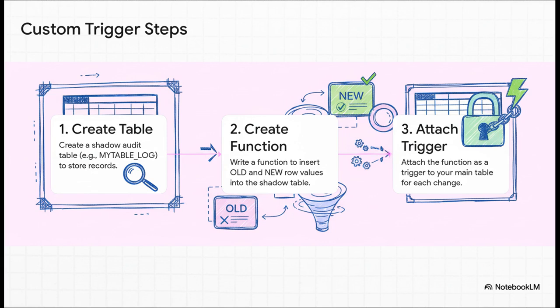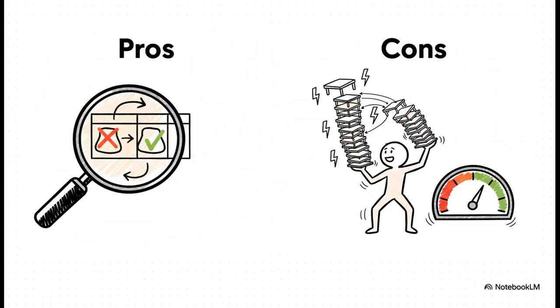Well, it's basically a 3-step dance. First, you create that shadow table to hold your logs. Second, you write a function that's smart enough to grab the row's data before the change, that's the old record, and the data after the change, that's the new record. And finally, you attach that function as a trigger, telling your main table, hey, run this code every time something changes.